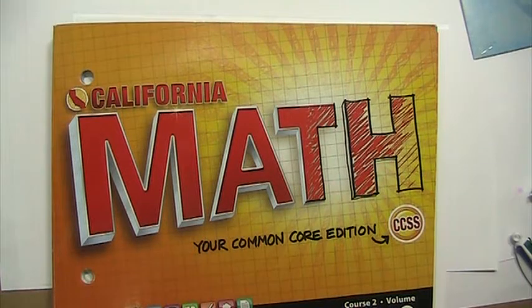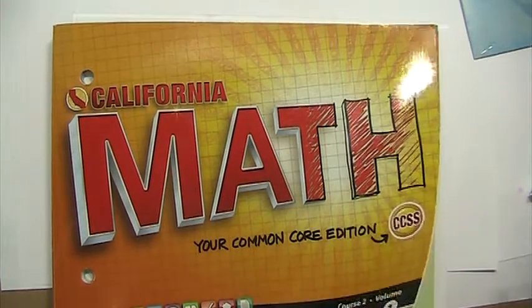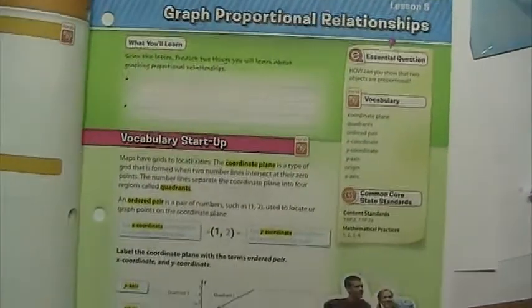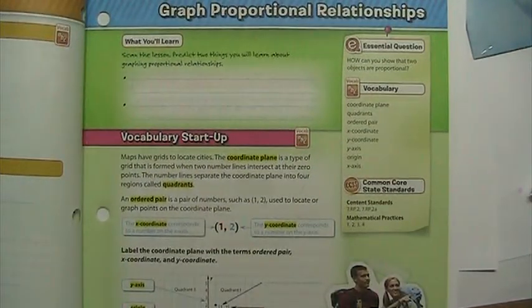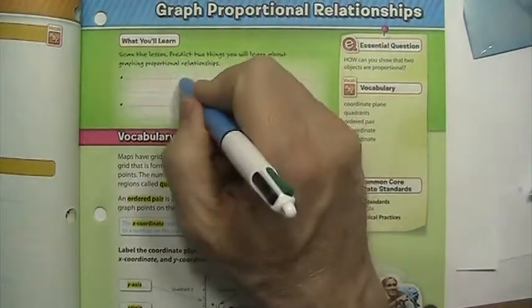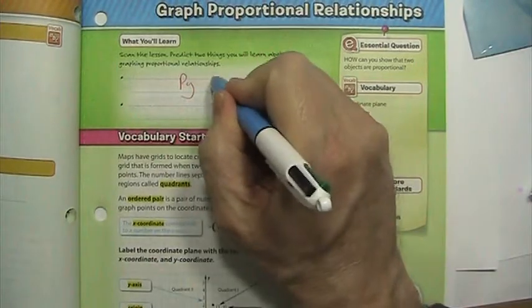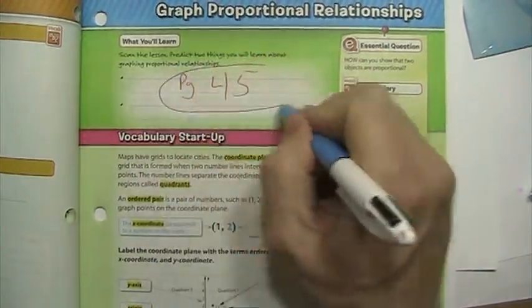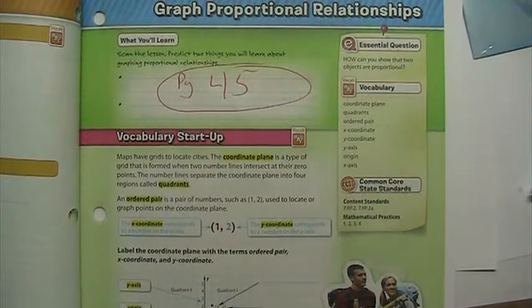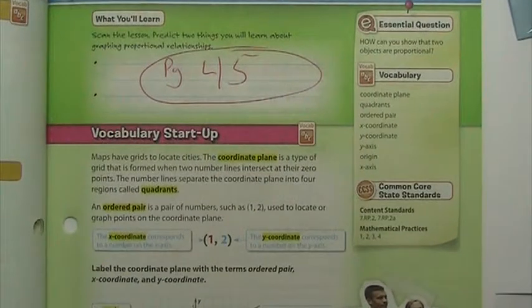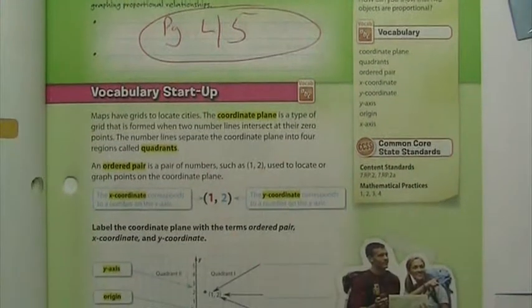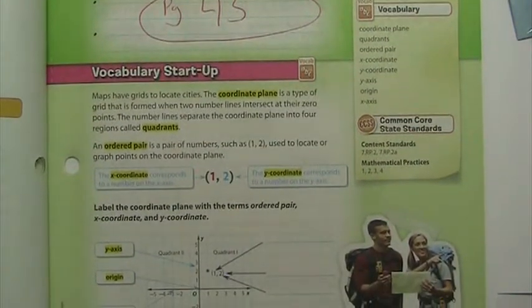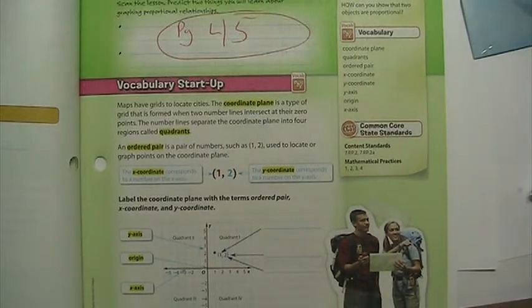Okay, let's open up our workbook to page 45. Page 45. Okay, let's just glance through this together, read through it quickly.